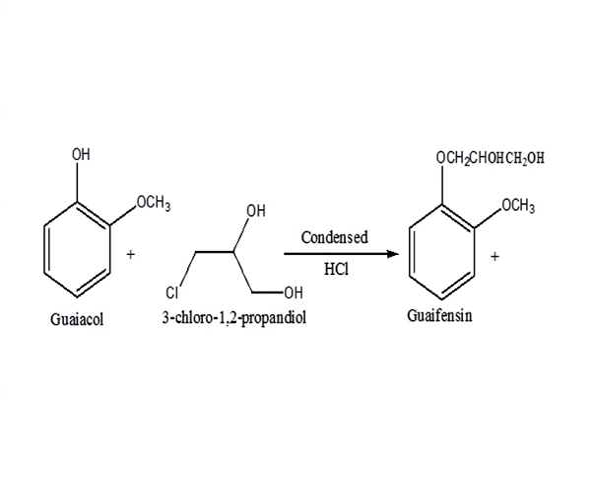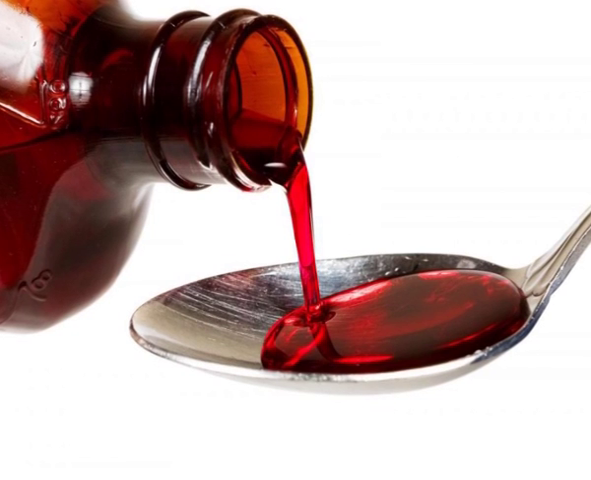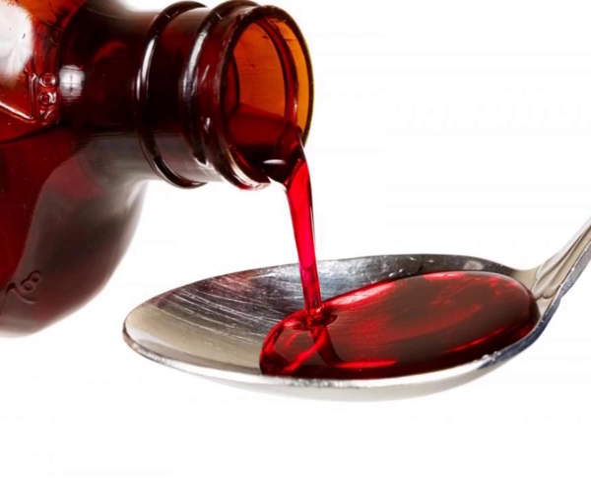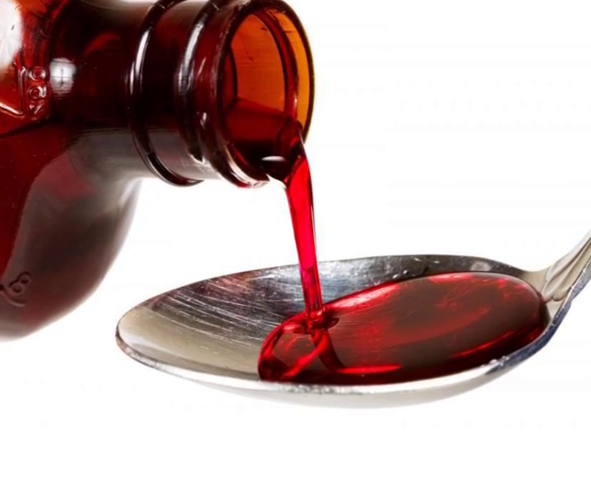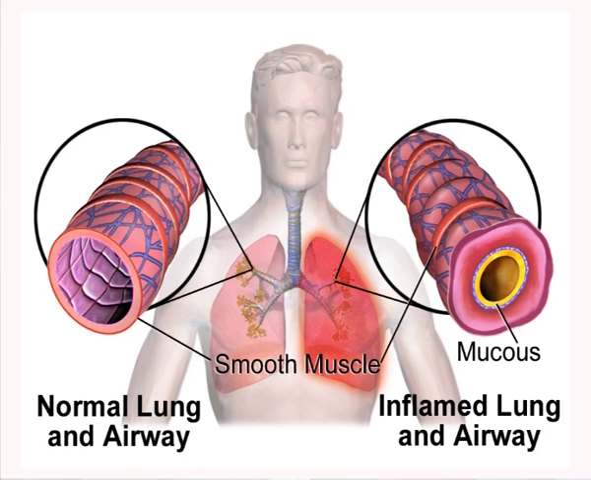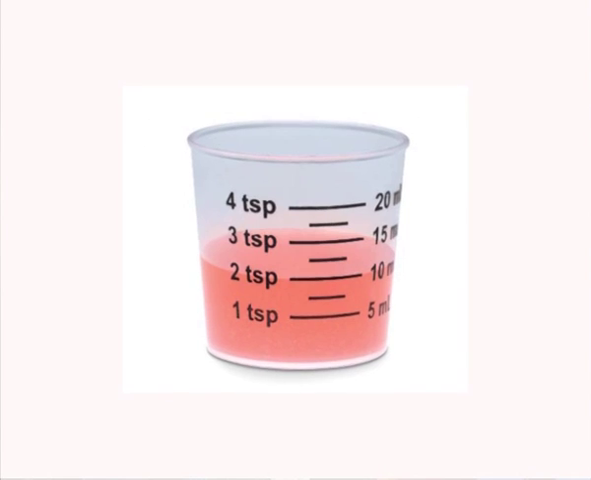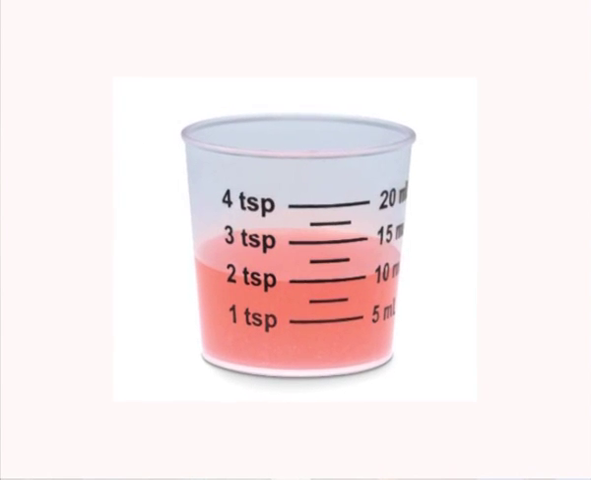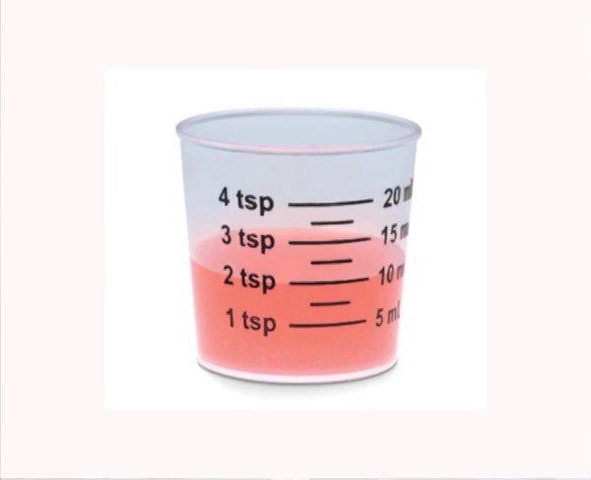Guaifenesin. For the synthesis of guaifenesin, guaiacol is used as a starting material. Action and uses: guaifenesin is an expectorant. It may be useful in the symptomatic relief of dry, non-productive coughs and in the presence of mucus in the respiratory tract. Usual dose: it is 5 to 20 ml every 4 to 6 hours.